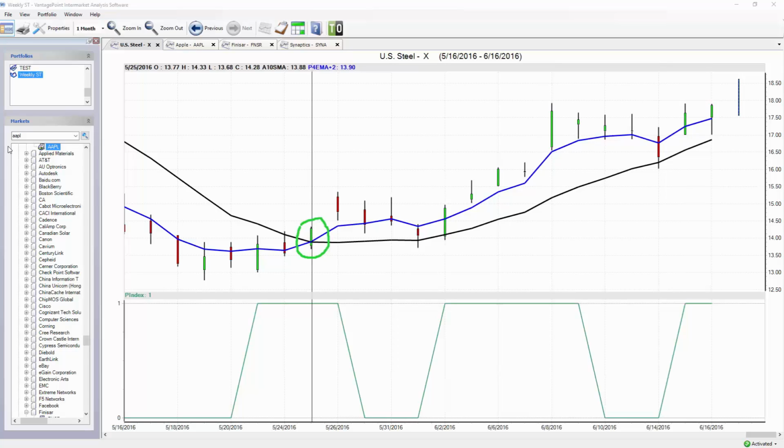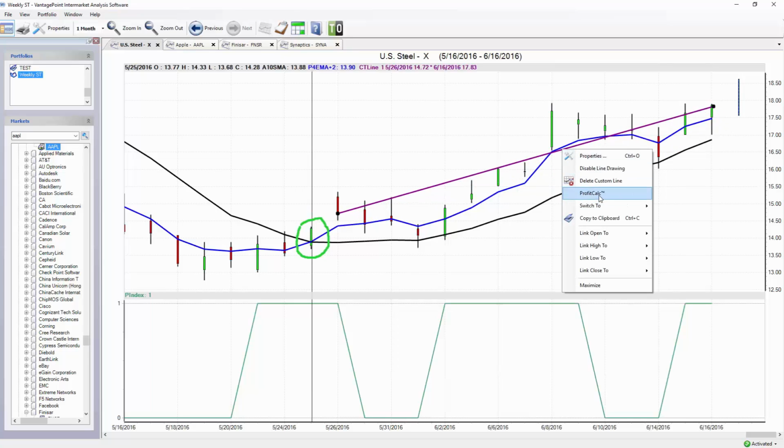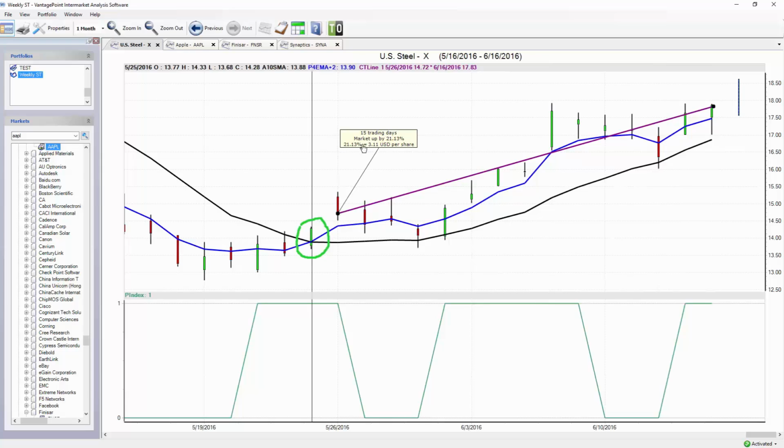Now, we can tell that this has been an excellent opportunity. We got this crossover to the upside. Really nice rally thus far. Market moving up about 21%, about $3 per share on a $14 stock in about 15 trading days. So really impressive move there. And the market's still moving higher, actually moving up to our predicted high of the day, I believe. So really nice move out of US Steel.